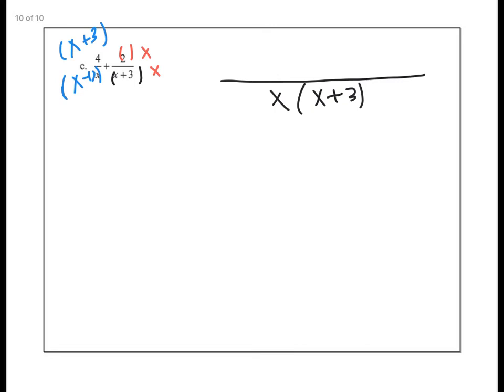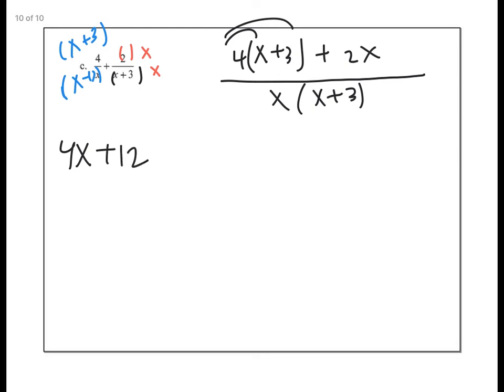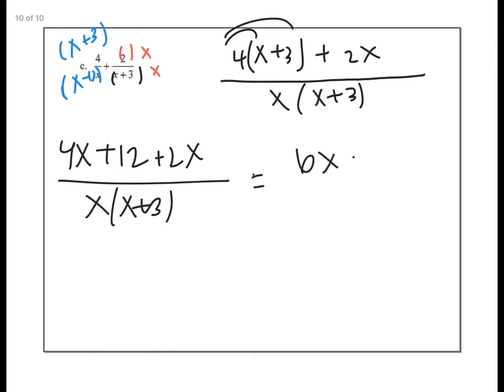So now what I have up top is 4 times that x plus 3 plus 2 times the x. Let's distribute. So I have 4x plus 12 plus 2x all over x times x plus 3. That gives me 6x plus 12 over x times x plus 3. So now I distributed and I combined like terms.